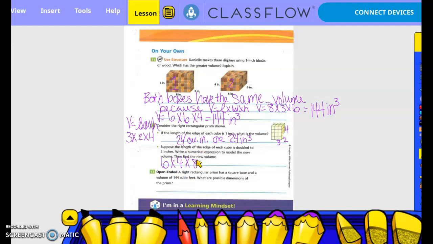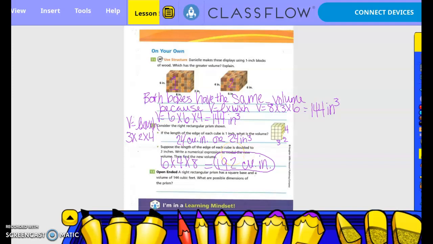Okay, and then 24 times 8, so 4 times 8 is 32. Let's put the 2, mentally carry the 3. 8 times 2 is 16 plus 3 is 19. So 192 cubic inches, or inches cubed, right?